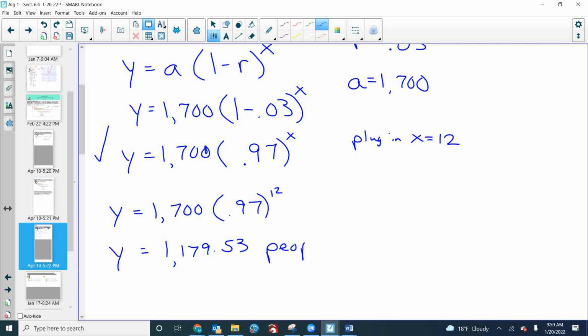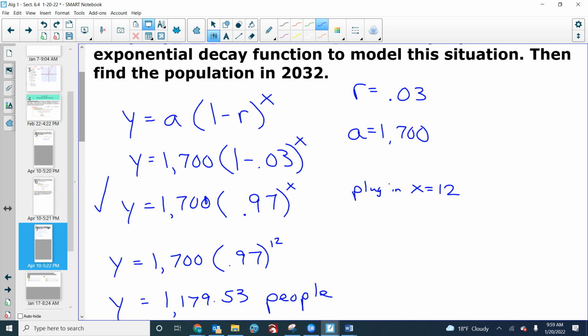Is that a reasonable answer? How do you check that to see if it's reasonable? The amount you end up with should be blank compared to the amount of people you started with. Less, because the amount of people are decreasing, right? Make sense? Logan. You good?